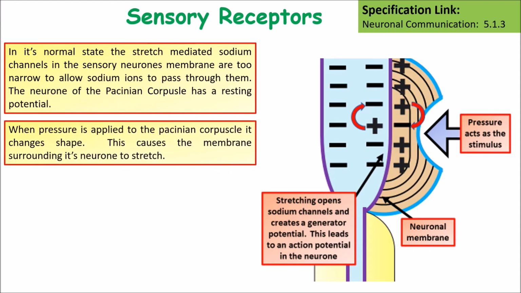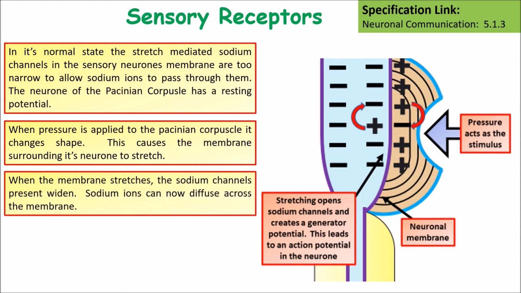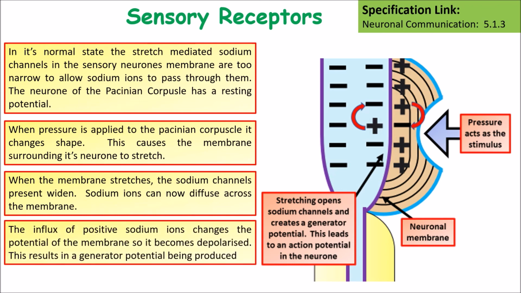When pressure is applied to the Pacinian corpuscle, it changes shape. This causes the membrane surrounding the neuron to stretch. So when the membrane stretches, the sodium channels within it widen, so sodium ions can now diffuse across the membrane. So the influx of positive sodium ions changes the potential of the membrane so it becomes depolarized. This results in a generator potential being produced.